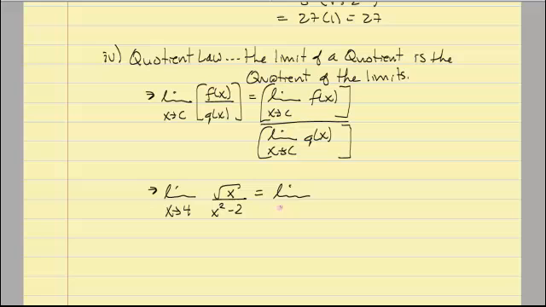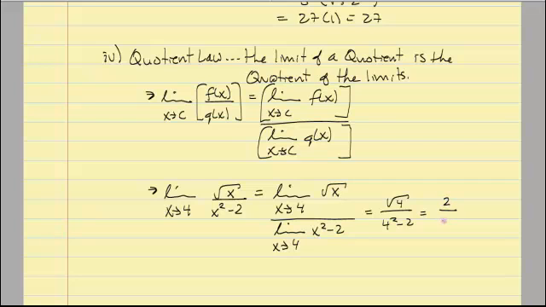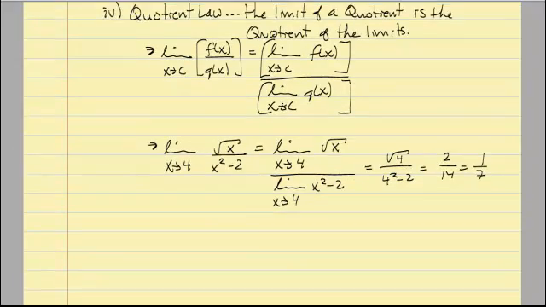But I want to also see exactly what rule supports this. So that's the same as taking the limit as x approaches 4 of the numerator over the limit as x approaches 4 of the denominator. So here I'd have the square root of 4, and here I'd have 4 squared minus 2. So I have 2 over 14, which is 1/7. So that works out pretty slick.